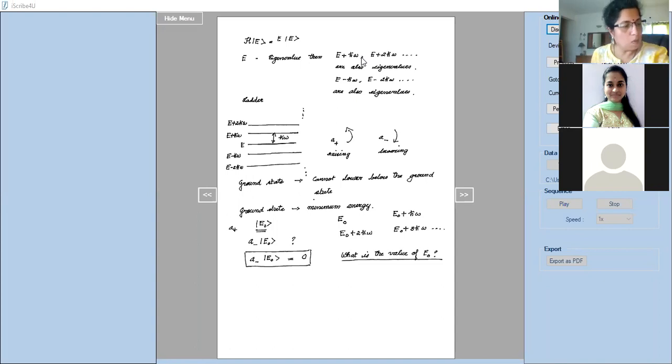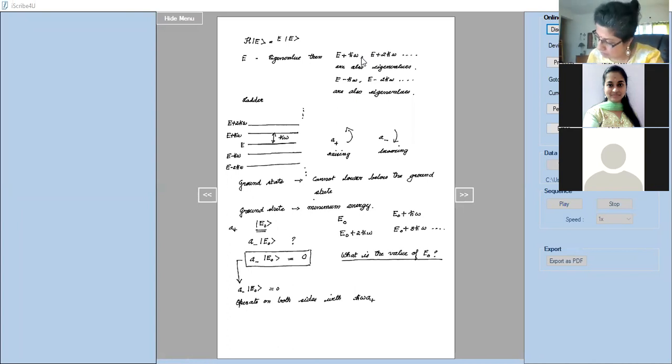So we will start off with this step. We know that A minus E naught is equal to 0. What we will do now is operate on both sides with h cross omega A plus. So we will operate with this.